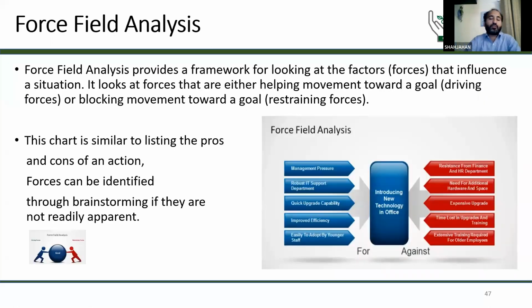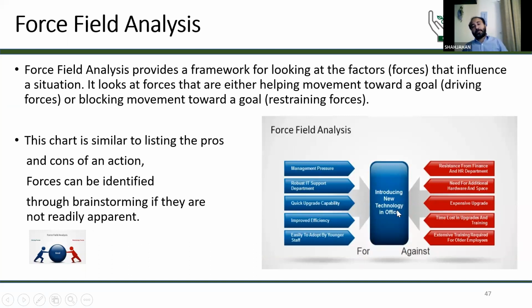This tool is the force field analysis. Force field analysis provides a framework for looking at the forces that influence a situation. It looks at the forces that are either helping movement toward a goal, driving forces, or blocking movement toward a goal, restraining forces. This chart is similar to listing the pros and cons of an action. Forces can be identified through brainstorming if they are not readily apparent.